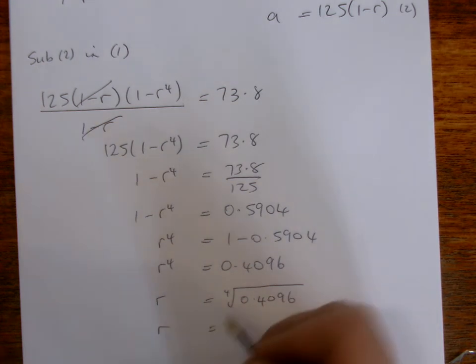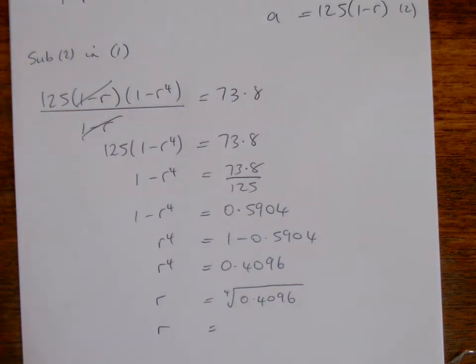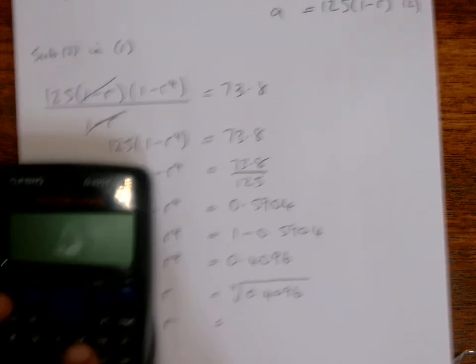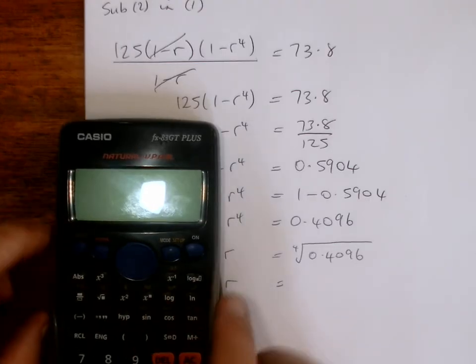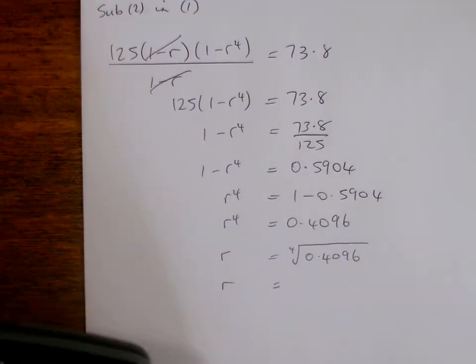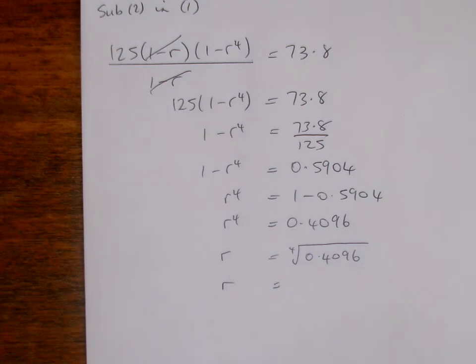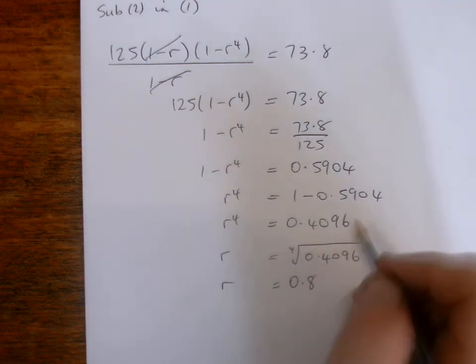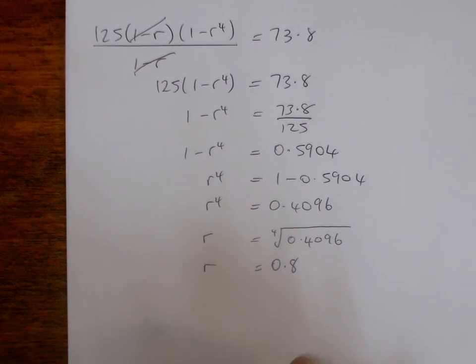So let's see what that comes out to be then. My calculator, if I press shift and then this button here, I think that'll do it for me. Maybe switch around first. And it comes out to be, lovely, 0.8. That is 0.8. That's the value of r there.